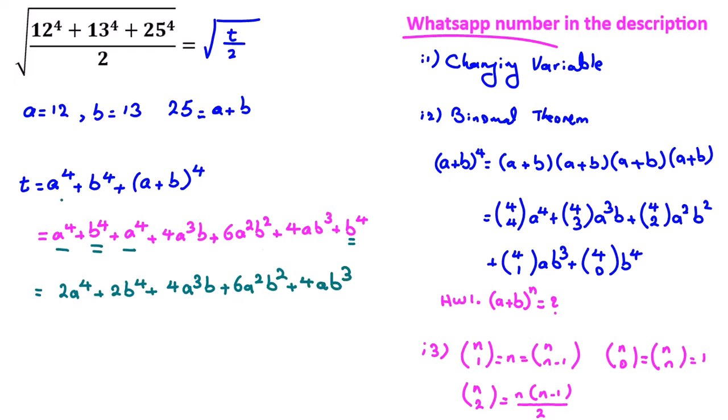It is T. Now if you divide T by 2, let's see what it will be. T over 2 will be A to the 4. Let's write in decreasing order of powers of A. If we divide by 2, it is 2A cubed B plus 3A squared B squared plus 2AB cubed and plus B to the 4.